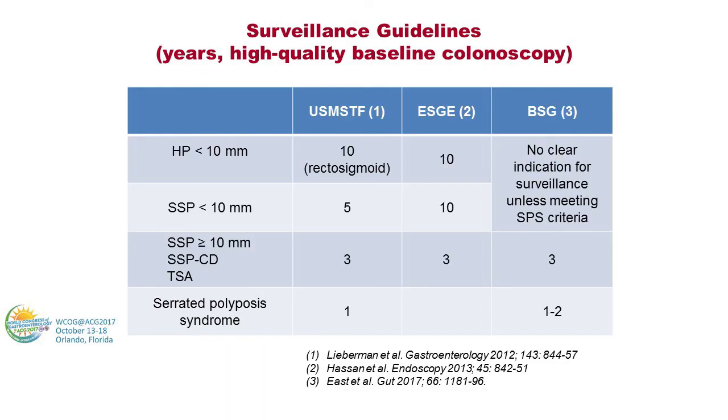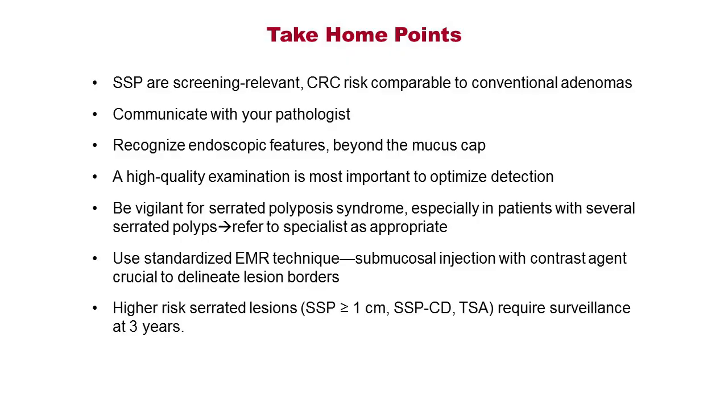Now, the variability between recommendations really concerns the lower risk serrated polyps, small hyperplastic polyps or small sessile polyps. But they are all in agreement about the more dangerous types of serrated polyps. So, sessile serrated polyps that are larger than 10 millimeters, those with cytological dysplasia, and traditional serrated adenomas: these patients should undergo surveillance colonoscopy in 3 years, in a manner akin to advanced adenomas on the adenoma side of polyps.